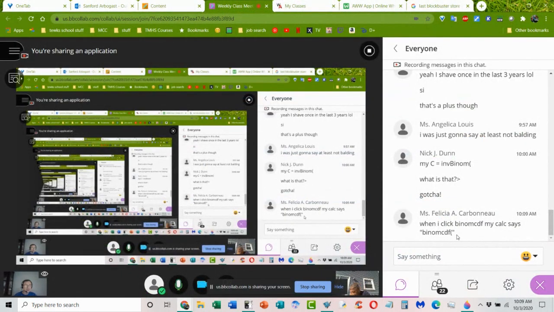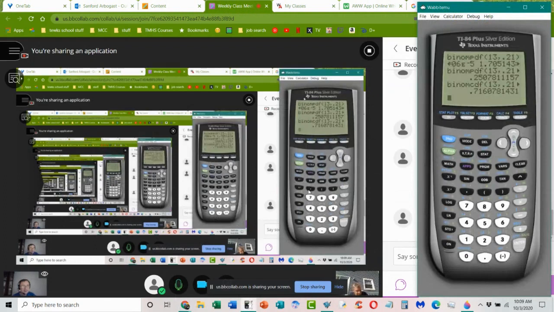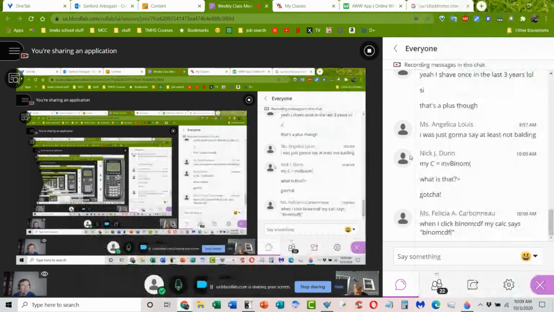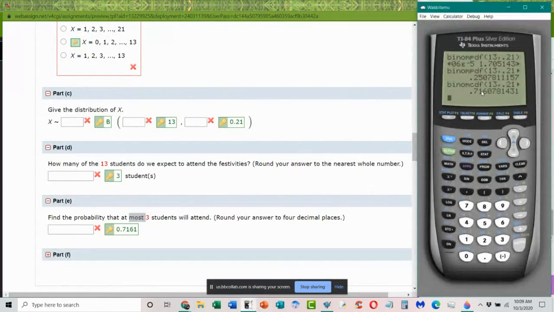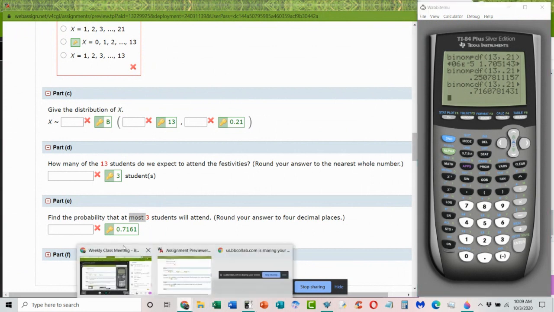Yes. Okay. So if you have, this is because you have the older calculator. So I'm going to show you exactly what it looks like. Oops, wrong button. So you get the thing that says binomial parenthesis. You still then have to put in here. I'm going to go to this screen.